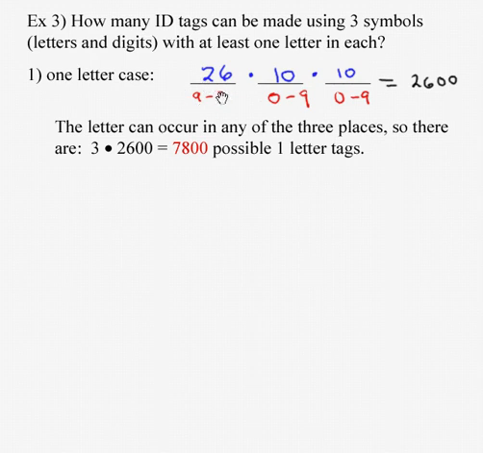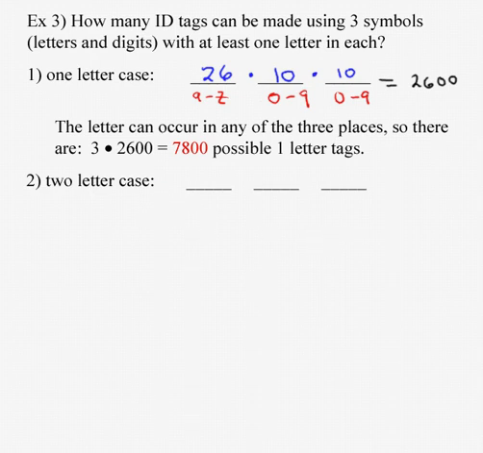However, what we haven't considered is, since each of these is unique, the letter of the alphabet may not be in the first place of the three symbols. What if it's in the second place? So we have 10, 26, 10, another 2,600. Or what if the letter of the alphabet is at the end? We have 10, 10, 26, another 2,600 choices. So altogether, if we have one letter of the alphabet, we've got three possibilities of where that letter is going to go: first choice, second choice, or third choice. So 3 times 2,600 is 7,800 possible one-letter ID tags.